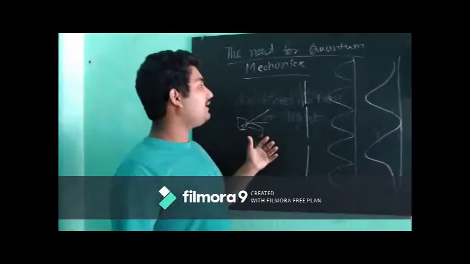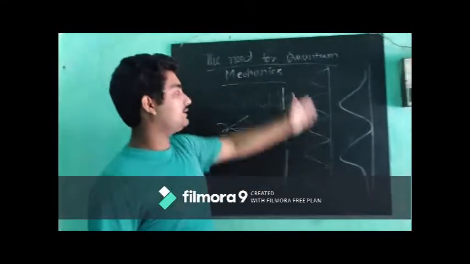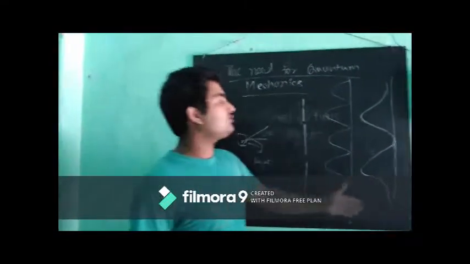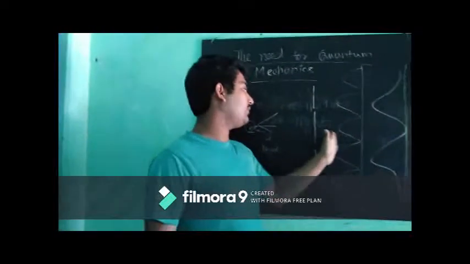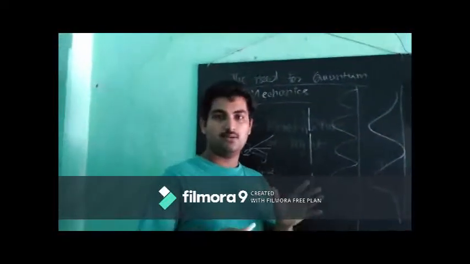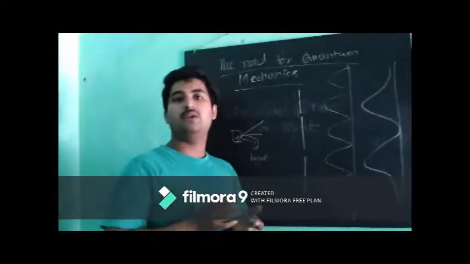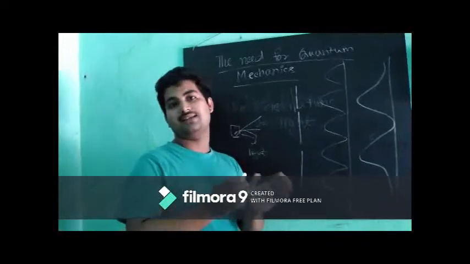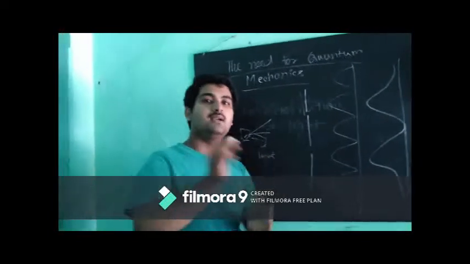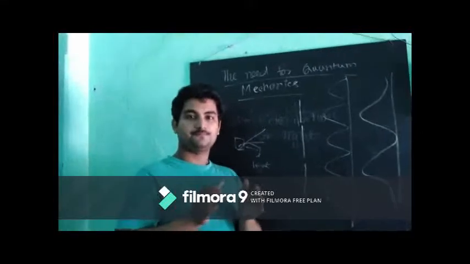But if the electron is a particle, then the electron should not have given this interference pattern. The pattern should be like this. But instead of this, we have this pattern. So the electron shows a wave nature. So the electron, which has a particle nature, also shows a wave nature. So this idea that every particle has a wave nature and every wave has a particle nature, this is the dual nature of particle.